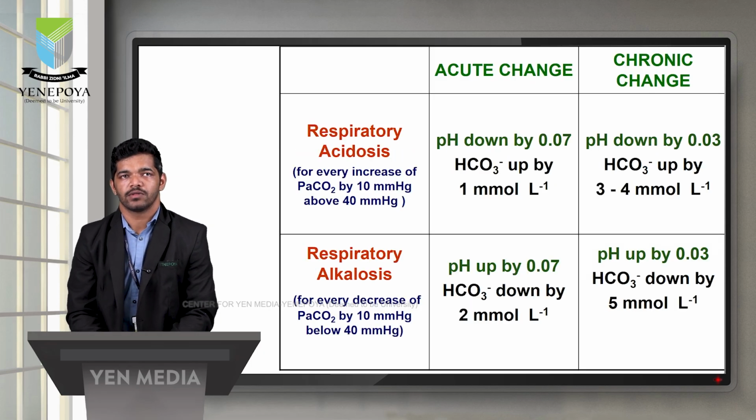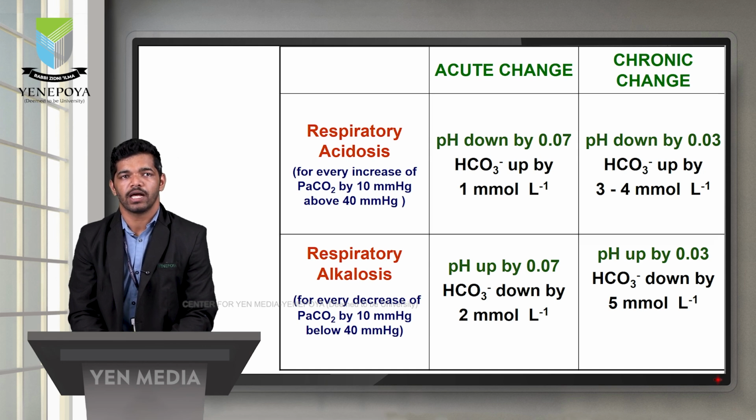This table represents how the compensation occurs in a respiratory condition. In respiratory acidosis, for every increase of PaCO₂ by 10 mmHg above 40, in acute respiratory acidosis pH will fall by 0.07, and in chronic respiratory acidosis pH will fall by 0.03. Coming to the compensation for respiratory acidosis, in acute respiratory acidosis bicarbonate will go up by 1 millimole per liter, and in chronic respiratory acidosis bicarbonate will go up by 3 to 4 millimoles per liter.